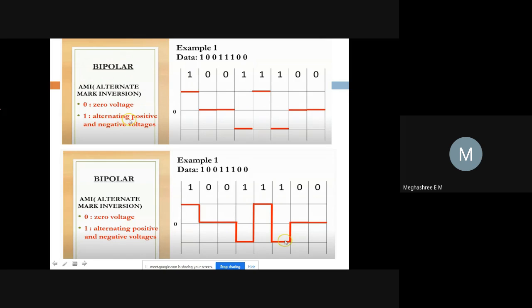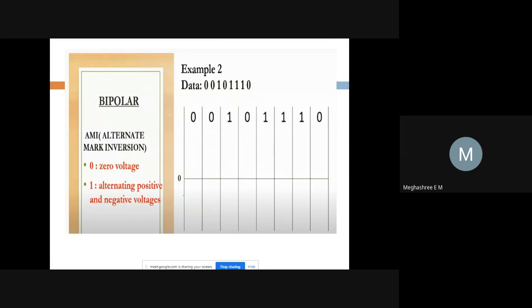Simple one. Whenever there is 0, mark it at the reference level. Whenever you started from the positive side, you have to mark the next 1 bit at the negative side. As you know, this is the negative side and this is the positive side. Simple one, right? The next one, another example: 0 0 1 0 1 1 1 0.